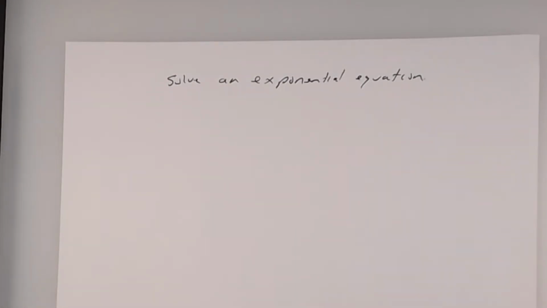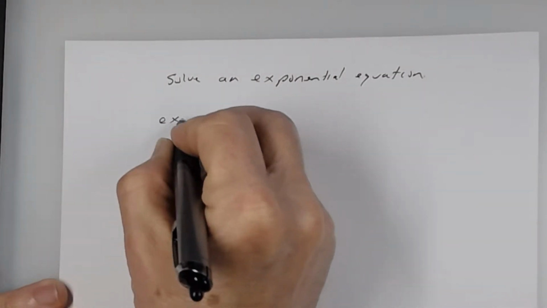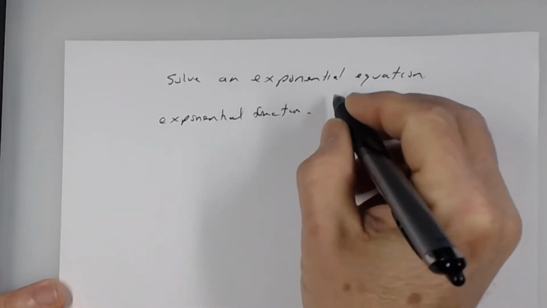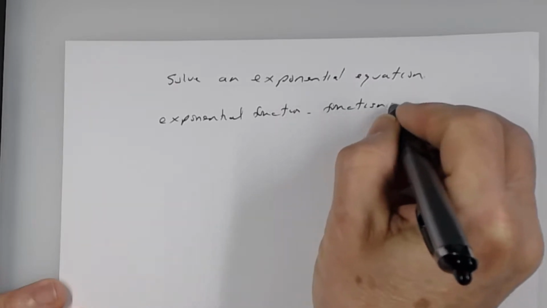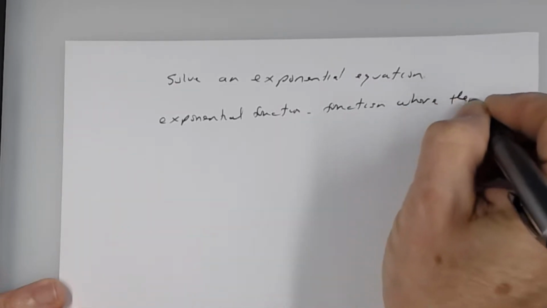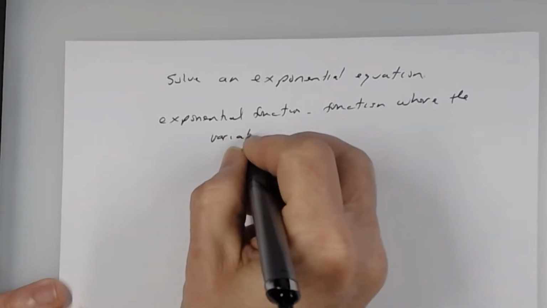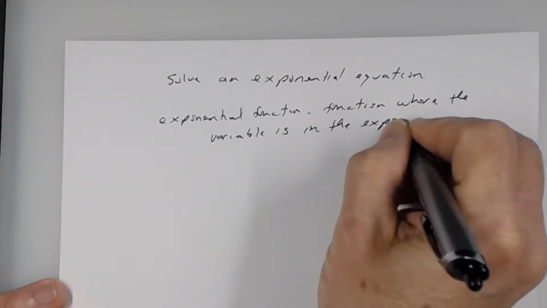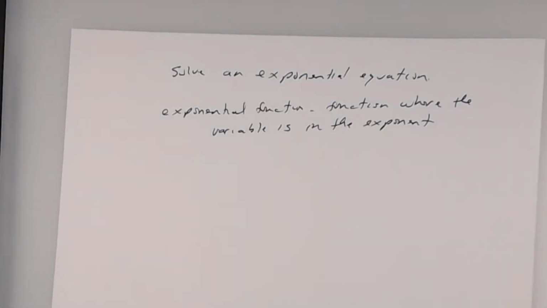Okay, so just be aware that we're going to graph an exponential function either at the end of next class period or the last class period. But an exponential function is a function where the variable is in the exponent. An exponential function is a function where the variable is in the exponent.